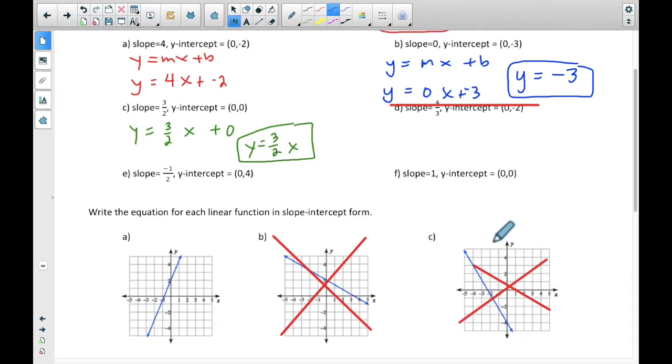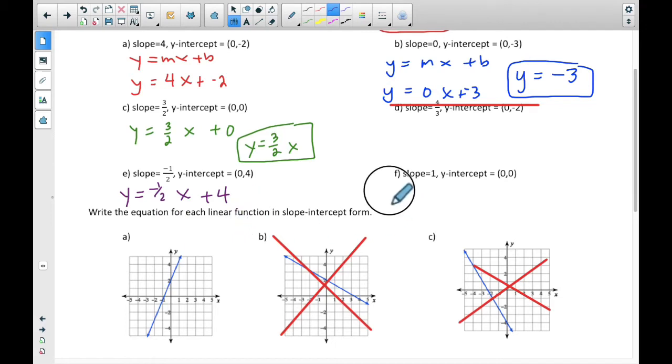Since we're doing 2 videos in one day, I'm going to skip a couple of them. So I'm going to come down here. y equals mx plus b. m is -1/2. And then we keep our x, and then we say plus 4. So y equals mx plus b.